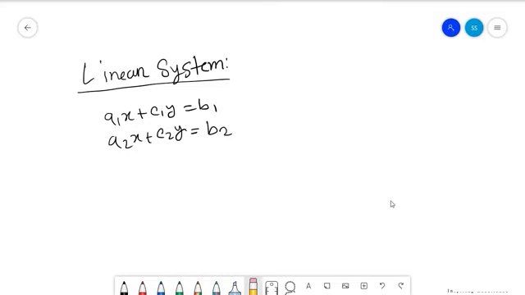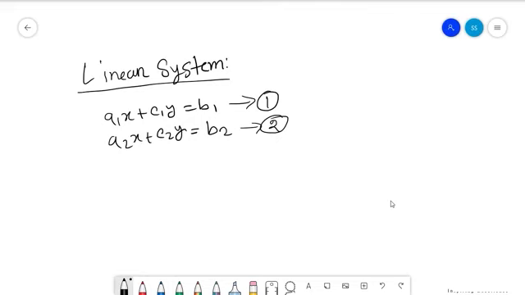A linear system consists of some linear equations. For example, the equations you can see here, that is a1x + c1y equals b1. Let's denote it by equation 1 and the other one as equation 2. These are called linear equations, and if you have a couple of linear equations, let's say 2, 3, 4, 5 and so on, this will form a system of linear equations.